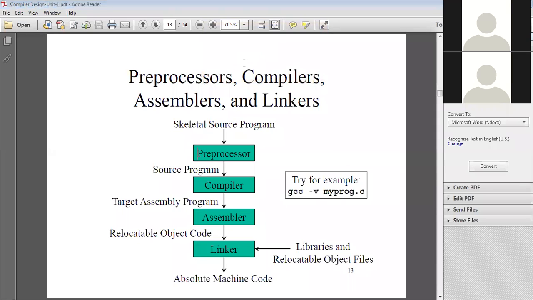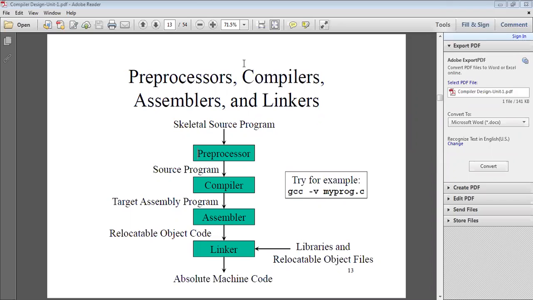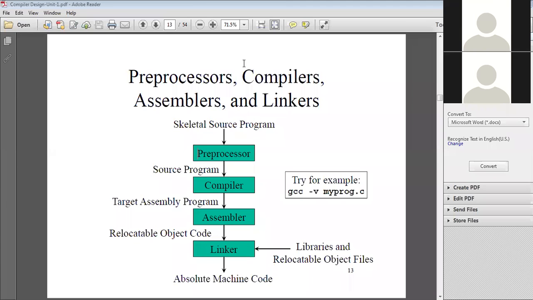Relocatable object code, that goes to the linker. What is the linker? It contains libraries and object files. The linker links your program with different libraries and the object files, and ultimately at the end we will get the machine code. So either we will use the compiler or the assembler, and at the end we will get the machine code.